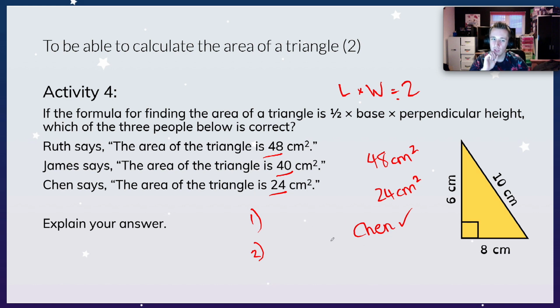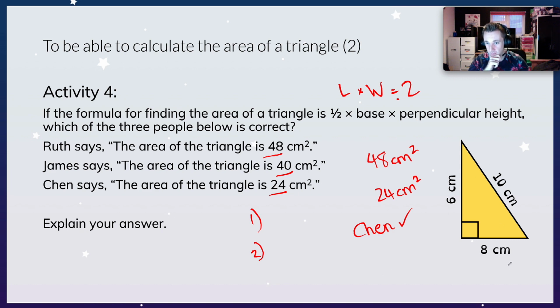That's part 1. Part 2, who's made the easy mistake? Well, the easy mistake would be this one here, 48 centimetres. Ruth has forgotten to halve it. So what did James do? Pause the video, see if you can work out what James did. Be really impressed if you can work it out.